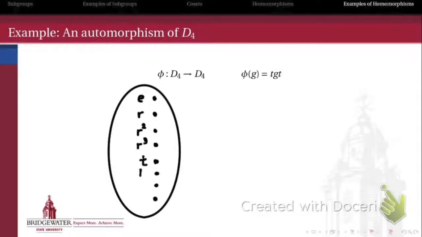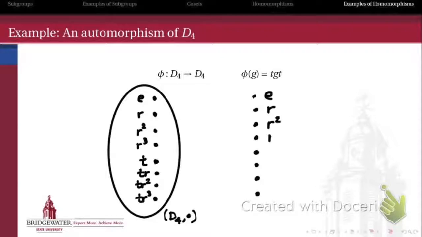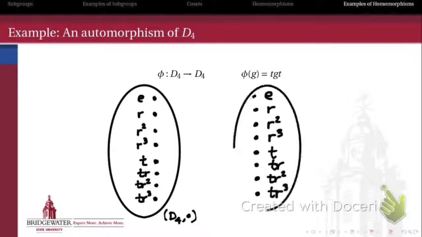So there are 8 elements in the group D4. Here they all are. And this function is going to take each of those 8 elements and send it to perhaps a different one of the 8 elements in D4. And just by working all of these out, we can find out where each of the elements goes. So phi of the identity is the identity. Phi of R is really R cubed, according to that arithmetic.